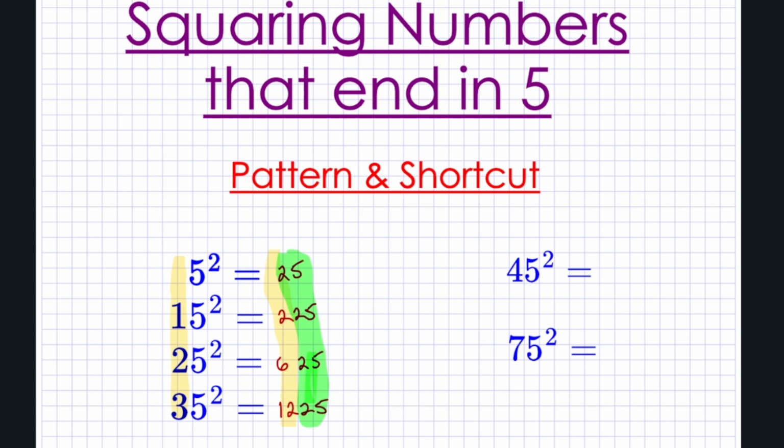In the previous video, we explored a pattern for squaring numbers that end in 5. And we noticed that the answers always ended in 25, and that the number that showed up before the 25 was simply the number before the 5 being multiplied by the next higher integer. So 3 times 4 is 12, and that's why this 12 is here. So for 45 squared, you take 4 and multiply by 5, and you get 20, 25. And then for 75 squared, you do 7 times 8, which is 56, and then attach a 25. That's a recap of the shortcut.